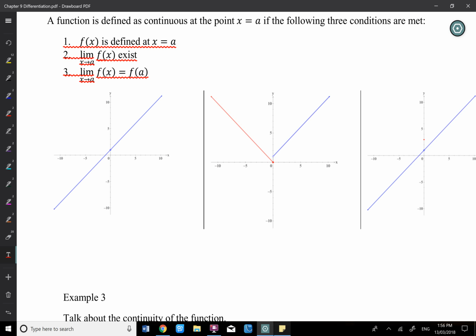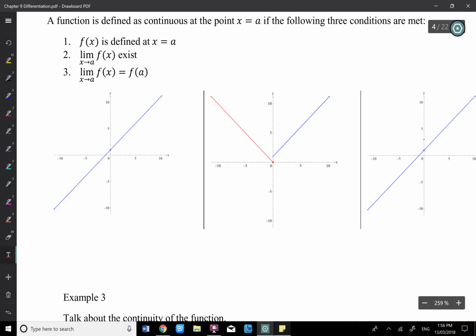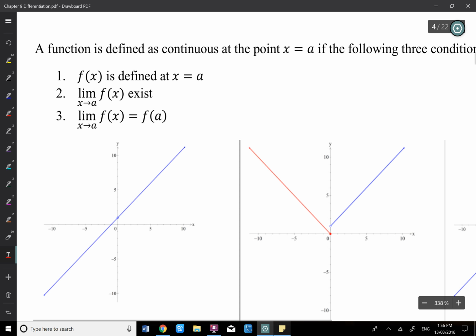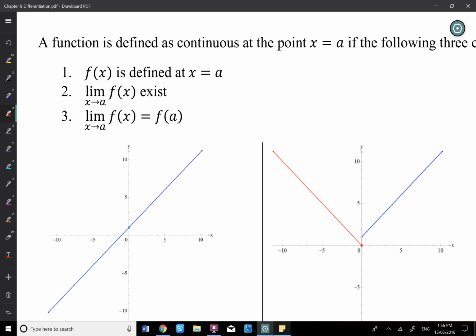If I'm asking you whether a function is continuous at a point or not, what you need to do is talk about those 3 things. What are those 3 things? Very easy actually. The first one is to say whether it's defined at that point. If it's defined, say it: at x equals a, it is defined, and f(a) equals what? Say it out. That's the definition part.